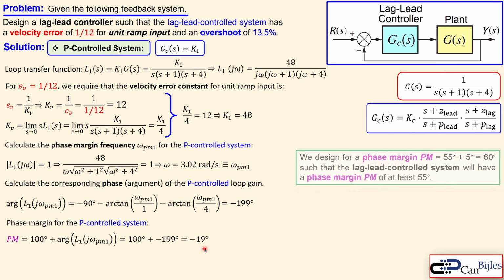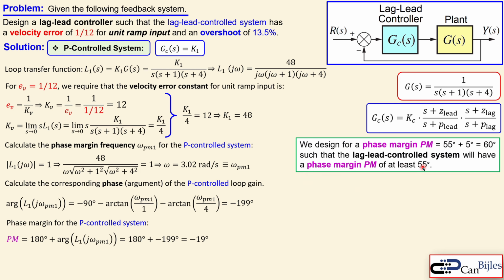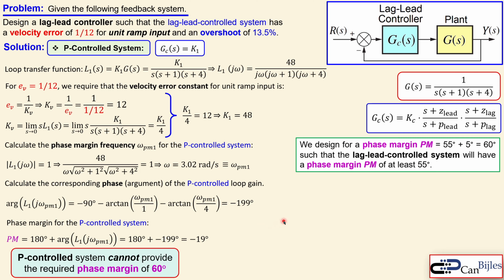And we know we require at least 55 degrees to get this overshoot of 13.5% at max. Of course, we added also 5 degrees extra to get the 60 degrees, but definitely this 55 degrees is not even met by this P control system. So we can say the P control system cannot provide this phase margin of 60 degrees, also not 55 degrees. So this design is only possible for just the velocity error specification, but not for the overshoot. So we need to move on.